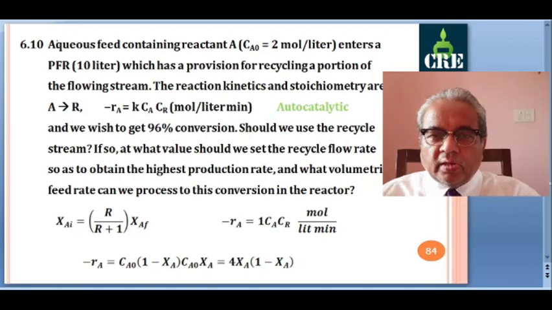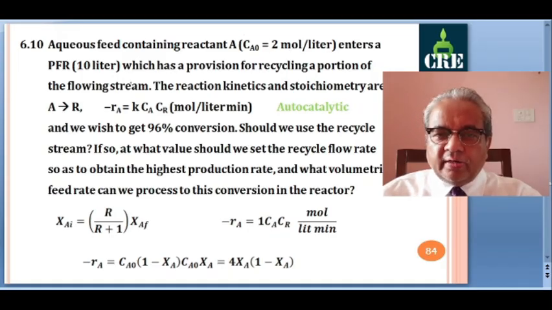6.10. Aqueous feed containing A, CA0 equal to 2 moles per liter, enters a plug flow reactor of 10 liter volume, which has a provision of recycling a portion of the flowing stream. The reaction stoichiometry and the kinetics are given. A gives R, with minus rA equal to k CA CR. So this is the rate law of an autocatalytic reaction.